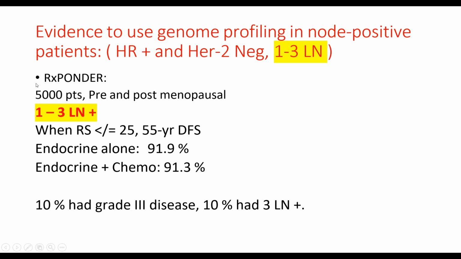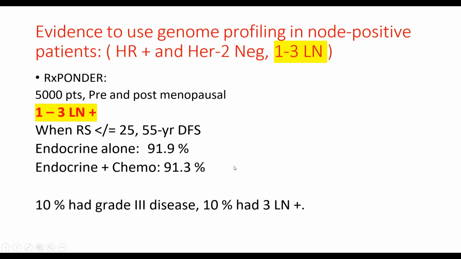That was evaluated in the RxPONDER trial, where about 5,000 patients who were both premenopausal and postmenopausal, who had up to three positive lymph nodes, underwent Oncotype DX. And when the recurrence score was less than 25, there was no difference between endocrine therapy alone or endocrine plus chemotherapy in terms of disease-free survival. It's 5-year disease-free survival. Of note, 10% of the study population had high grade disease. 10% of the study population had three positive lymph nodes, not just one or two, three positive lymph nodes.